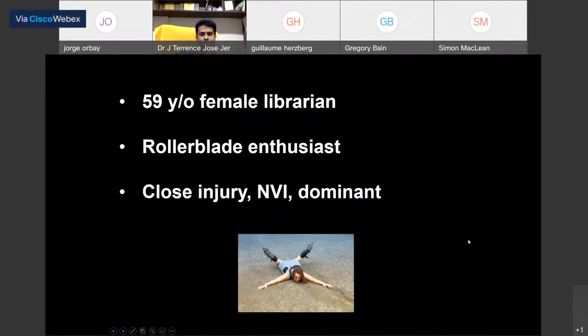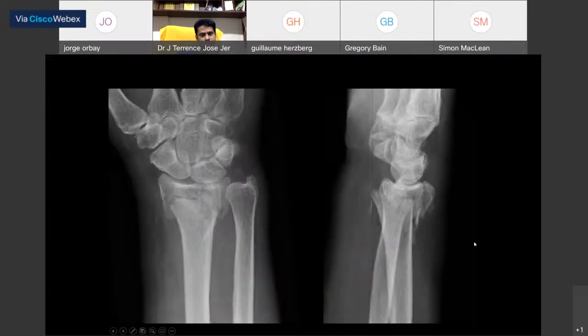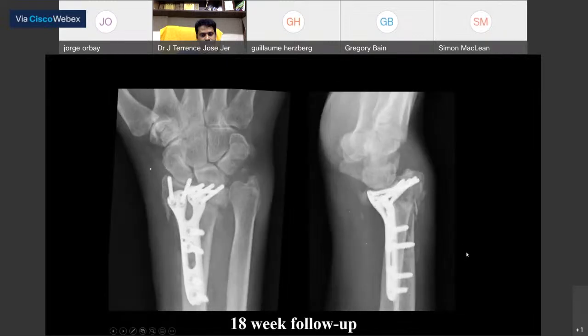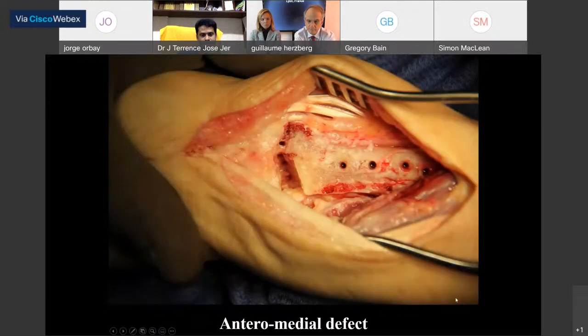And finally, let me show you one case. This is a 59-year-old lady who fell while rollerblading, and she was treated by a well-meaning surgeon, but unfortunately, the initial reduction was not really that good, and by 18 weeks, it had complete collapse. So what do we find in these cases? The first thing we find is that there's a lot of bone resorption, particularly of the volar marginal fragment, to the point that only subchondral plate and cartilage is left. But we think that in many of these cases, we can save it.